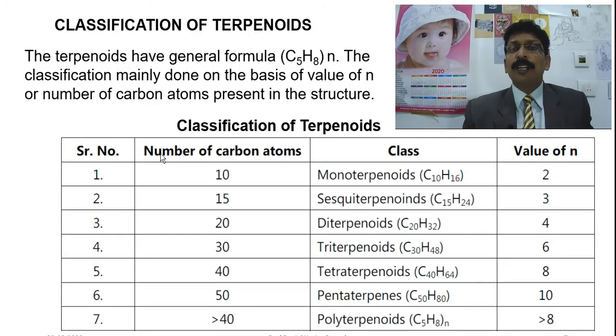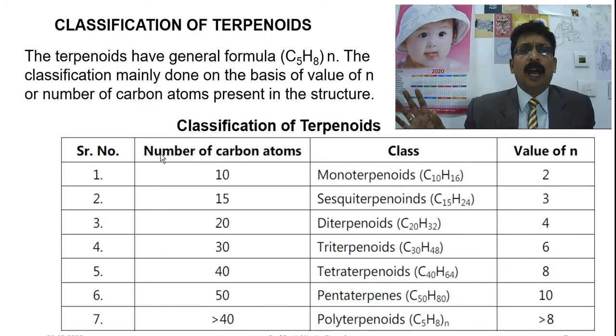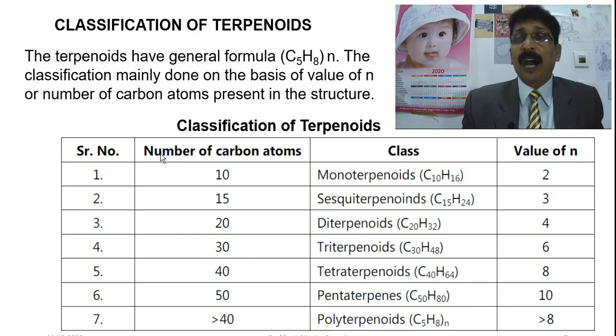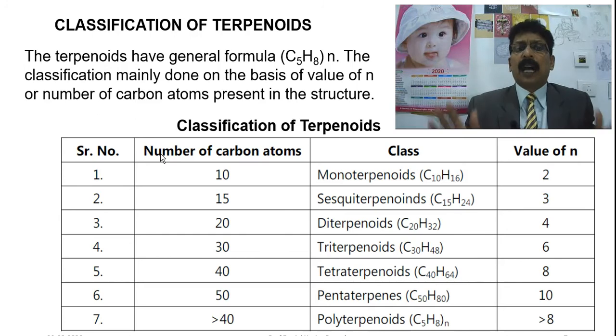Now we are going to see the classification of terpenoids. The terpenoids have the general formula (C5H8)n, which we have seen in the beginning itself. The classification is mainly done on the basis of the value of n, or the number of carbon atoms present in the structure. When there are 10 carbon atoms, they are called monoterpenes, C10H16, and the value of n is 2 because there are 2 isoprene units.